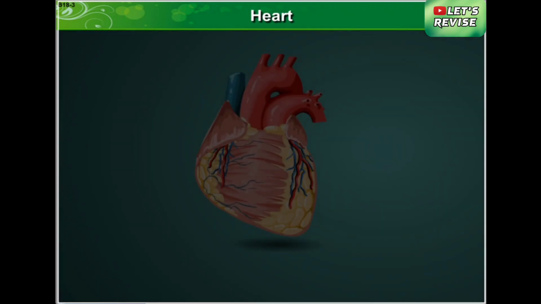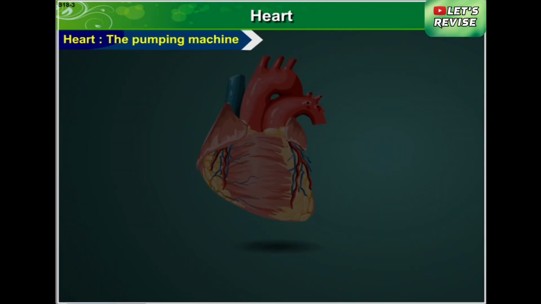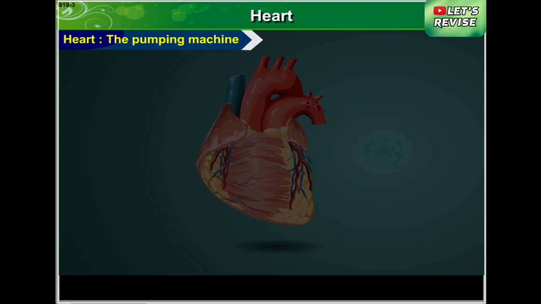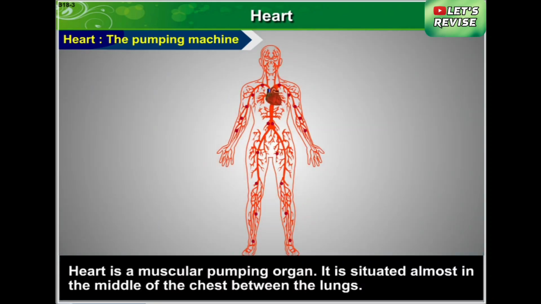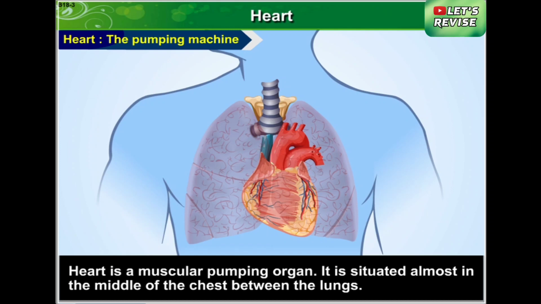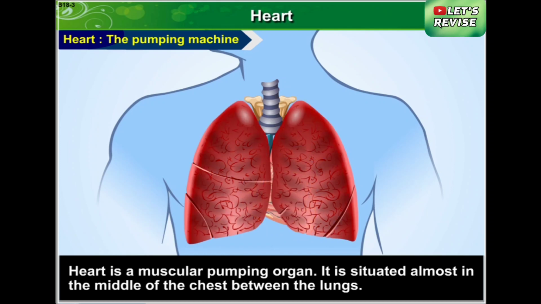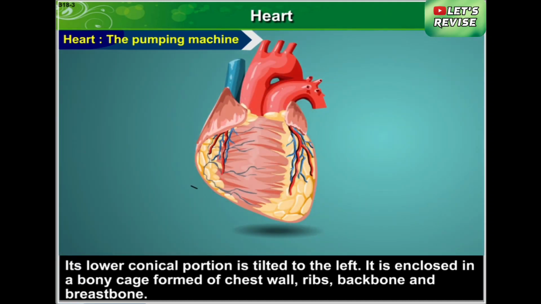Heart. Heart, the pumping machine. Heart is a muscular pumping organ. It is situated almost in the middle of the chest between the lungs. Its lower conical portion is tilted to the left.